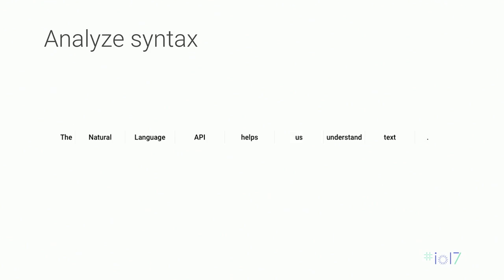And the final thing we can do with the natural language API is analyze syntax. And this is going to give us a lot more linguistic details about the piece of text. So here we have the sentence, the natural language API helps us understand text. And what I'm going to show you here is a visualization of all the JSON we get back. So the first thing we get back is what we call a dependency parse tree. And this tells us which words in the sentence depend on each other. What word depends on this word.